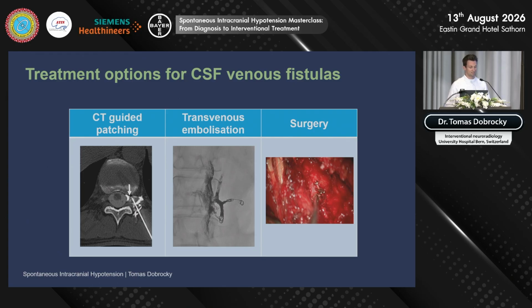For completeness, there are different treatment options: CT-guided patching, as mentioned in the previous talk, or surgery, as mentioned by Jürgen Beck. The transvenous embolization is a new technique, and I think the interesting thing here for the neuroradiology community is that a lot of people working in the angio suite actually got attracted to the topic of SIH because of the possibility of treating it endovascularly. So that's maybe one of the reasons why neuroradiologists, who are actually not so interested in SIH overall, have become attracted.